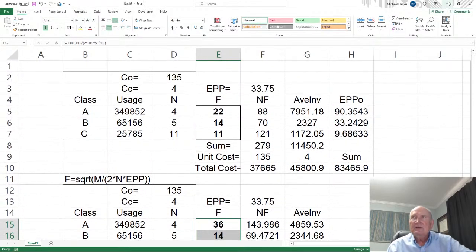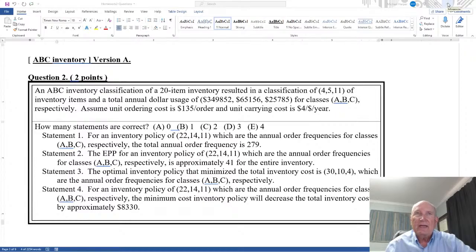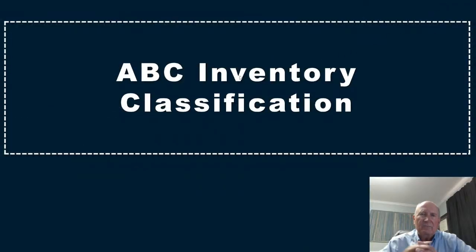So that's how you solve ABC inventory classification problem number 1. There will be other problems. ABC inventory classification is very robust in applications, and this is problem 1. There will be other problems. So that's all I have.